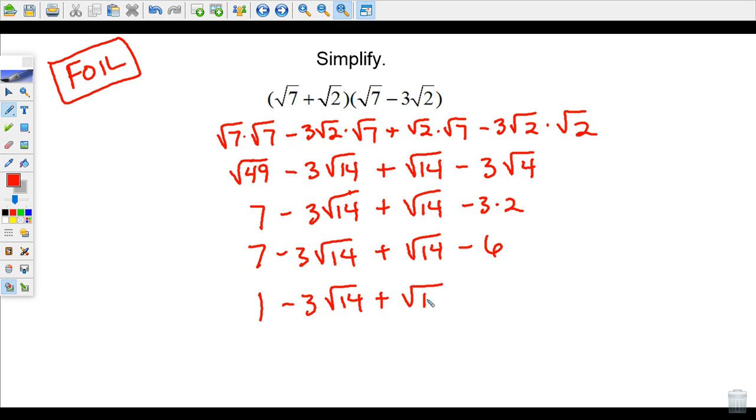Copy everything else down. We have negative 3 radical 14 plus radical 14. If there's no number out here, remember it's like there's an invisible 1 right there. That's like 1 radical 14. They have the same number under the radical, so same radicands, so we can combine them. Negative 3 radical 14 plus 1 radical 14 would be negative 2 radical 14. And we cannot do the subtraction here. This does not have a radical 14. This would be our simplified expression.